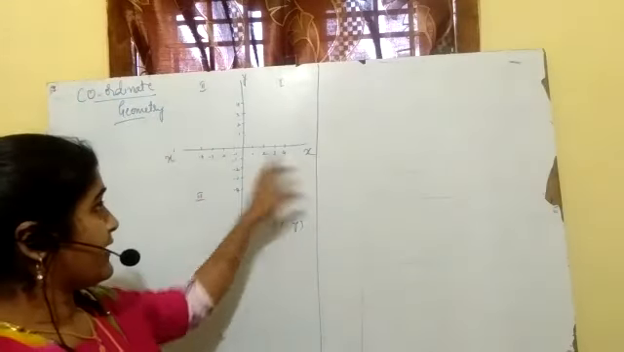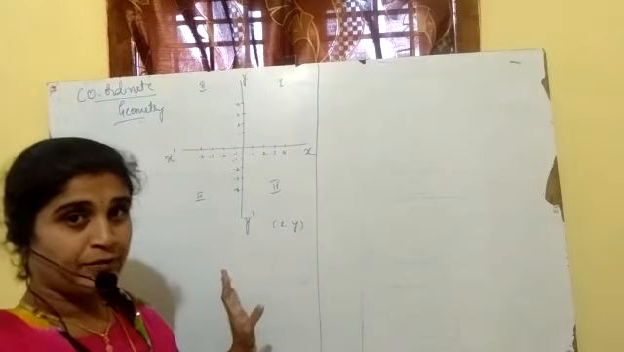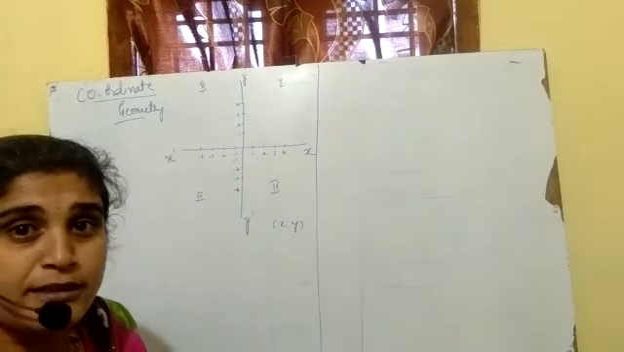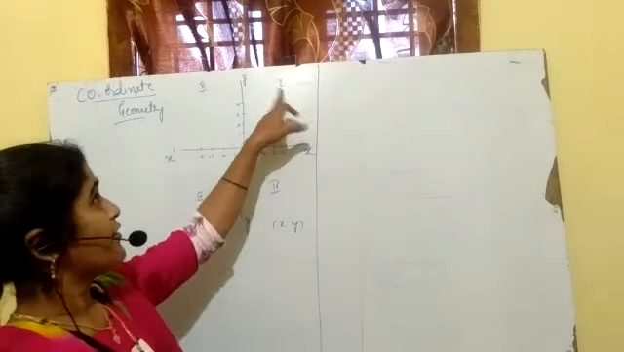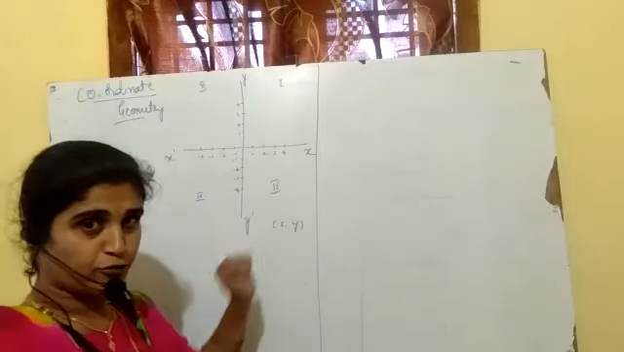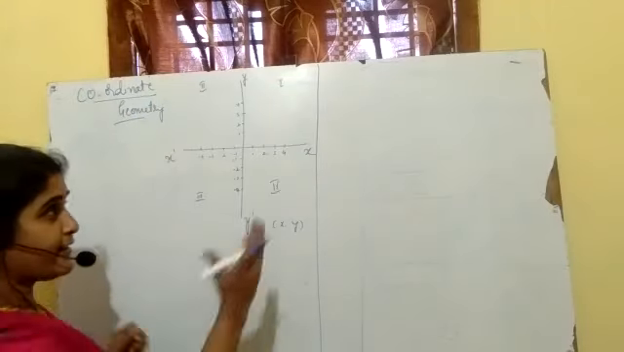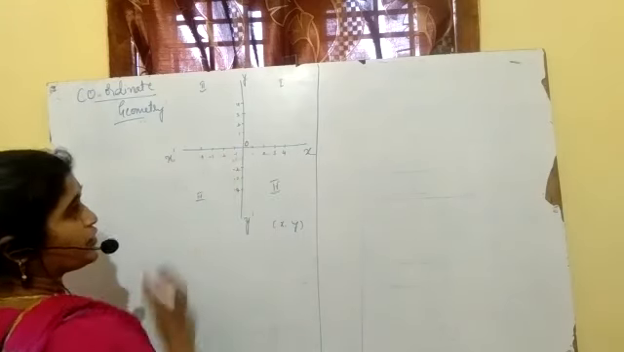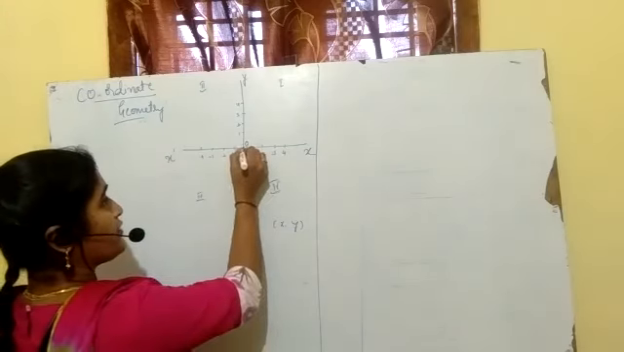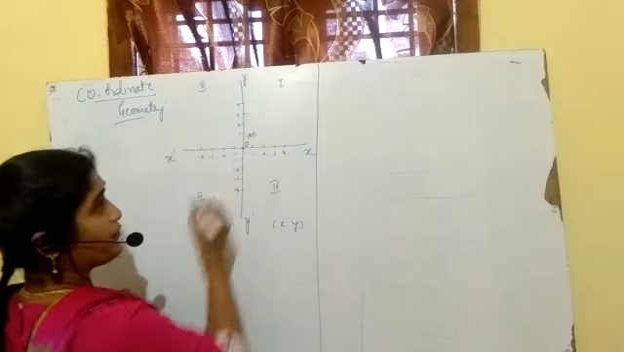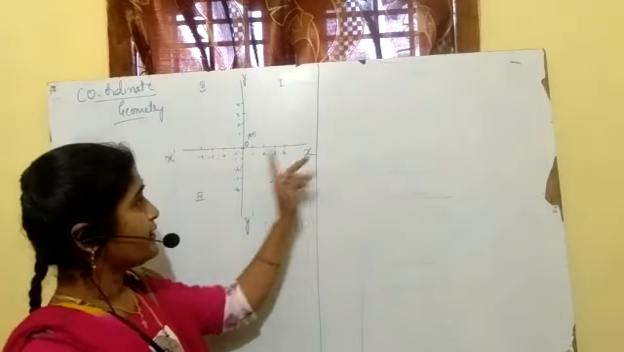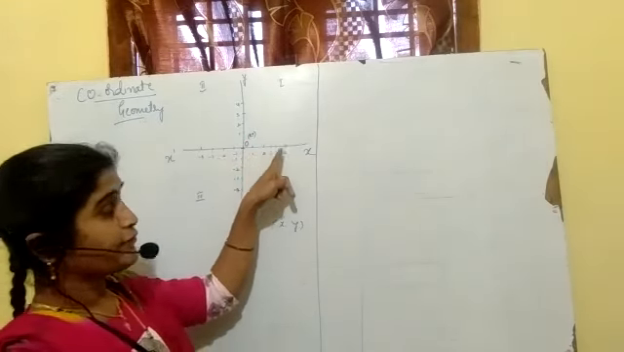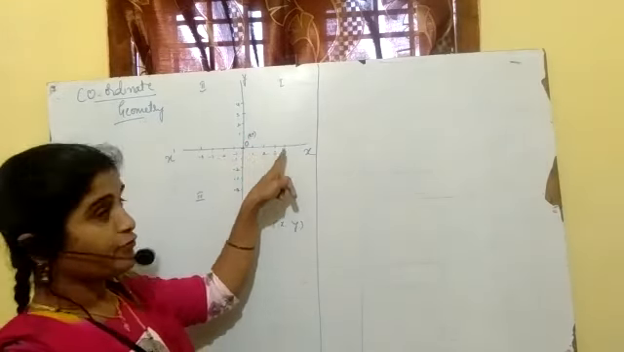We know that this is the x-axis and this is the y-axis, and it has the Cartesian coordinate method. It has 4 quadrants: first, second, third, and fourth. We know that the x-axis goes from here to here, and this is the origin. The point of the origin is 0, 0. On the x-axis, the value increases from 1, 2, 3, 4.